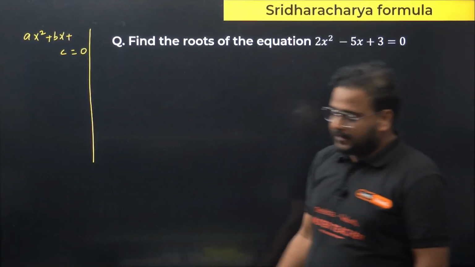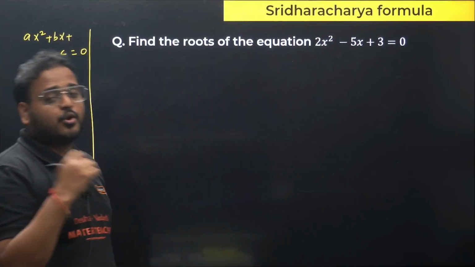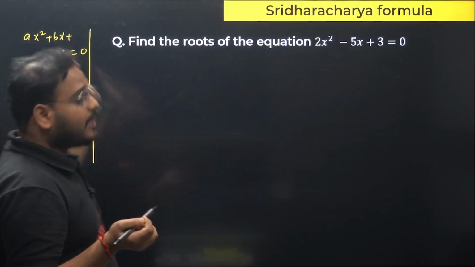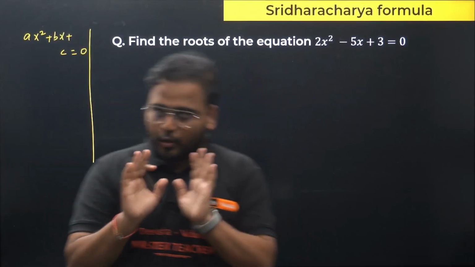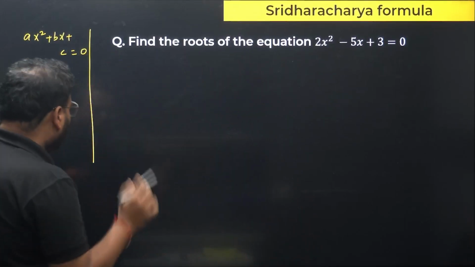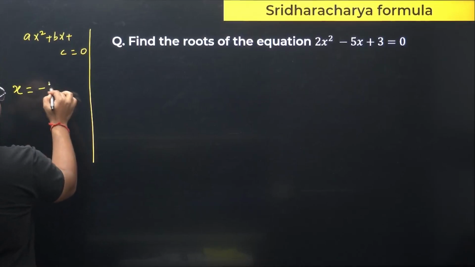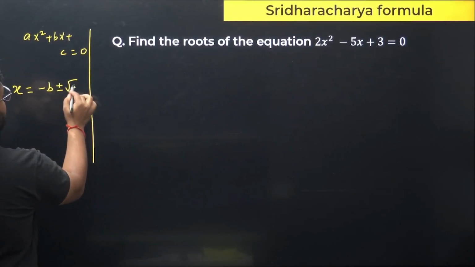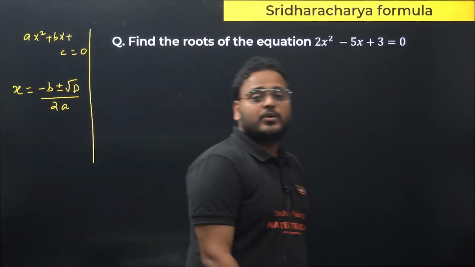And in this, you know what a, b, c are? a, b, c are the coefficients of x square and x, and c is the constant. Actually, they are all constants only, but I hope you get the point. Now, if you know a, b, c values, the roots are simply given by minus b plus minus root D upon 2a.